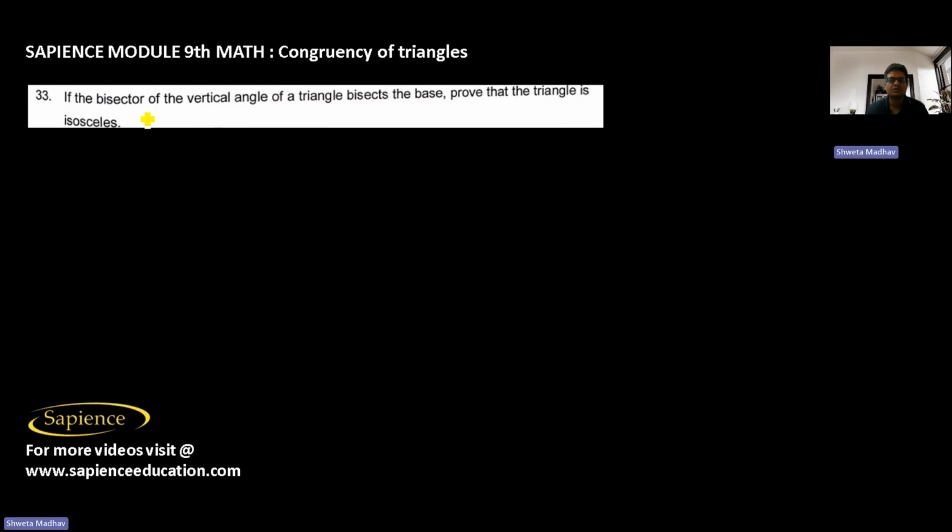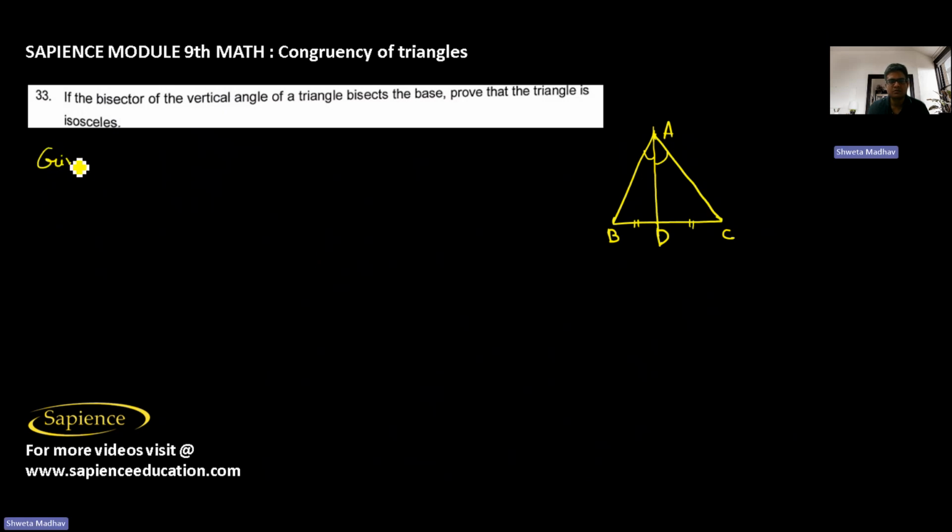Then in question number 33, it is told if the bisector of the vertical angle of a triangle bisects the base, prove that the triangle is isosceles. This is the triangle, suppose ABC. The bisector of the vertical angle intersects this side at point D. It bisects the base, to prove that the triangle is isosceles.